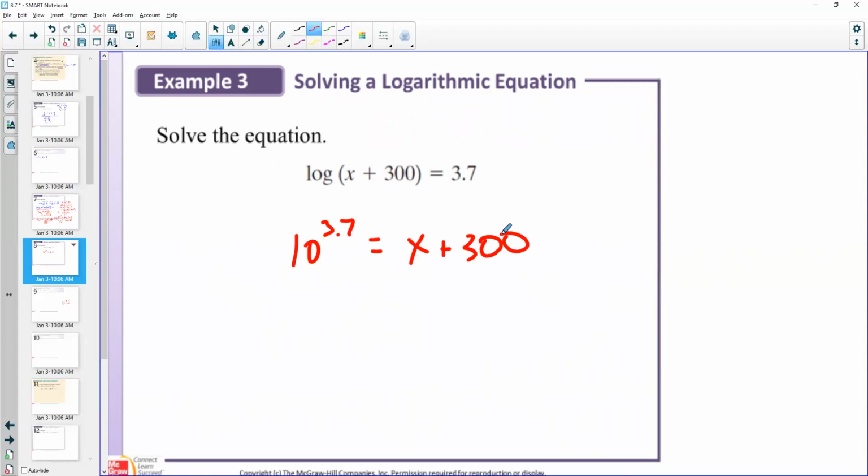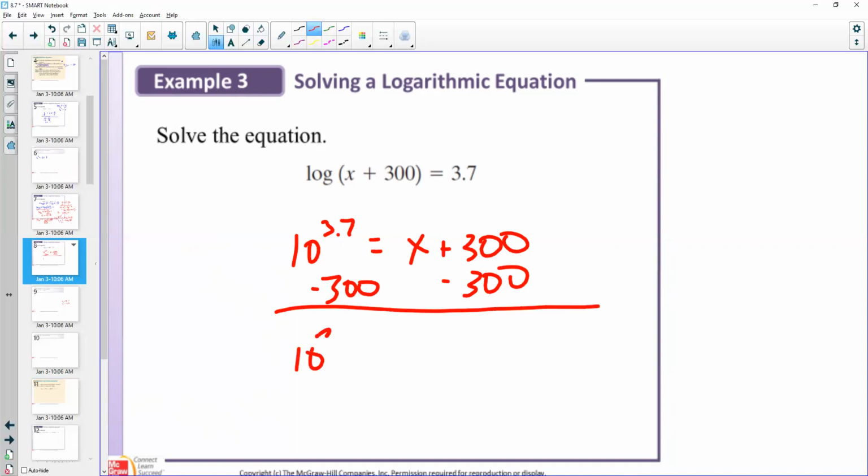Well, it's fancy because you have a calculator. You can do 10 to the 3.7. Okay, I'm actually just going to move that 300 over because I'm not going to do that right this second. So I'm going to do 10 to the 3.7 minus 300, and that equals x. You have a calculator, calculate that through. It should equal something in the neighborhood of 4,711.87. It's fine, okay?